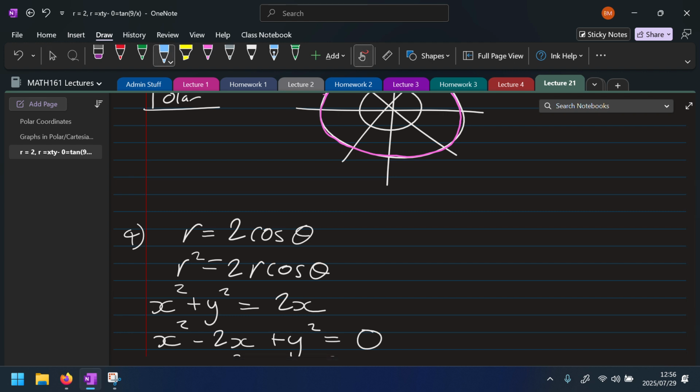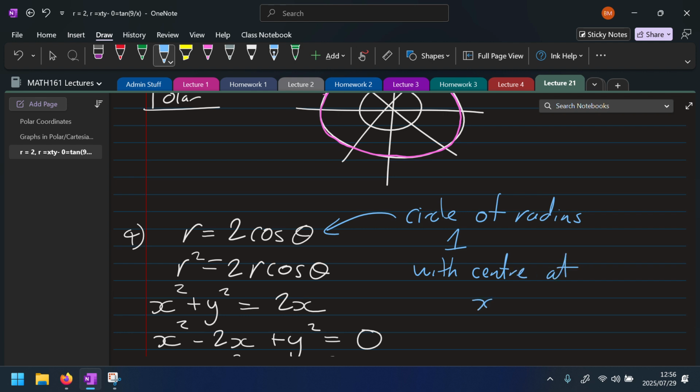So this over here, this is a circle of radius 1, with center at x equals 1, y equals 0. Okay, so it's been moved over.